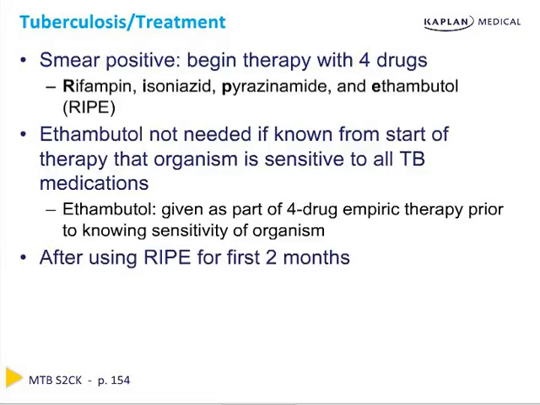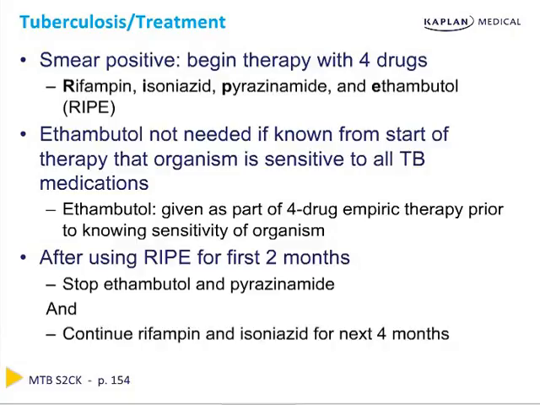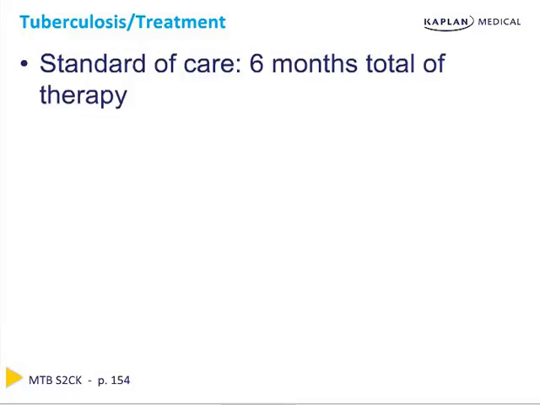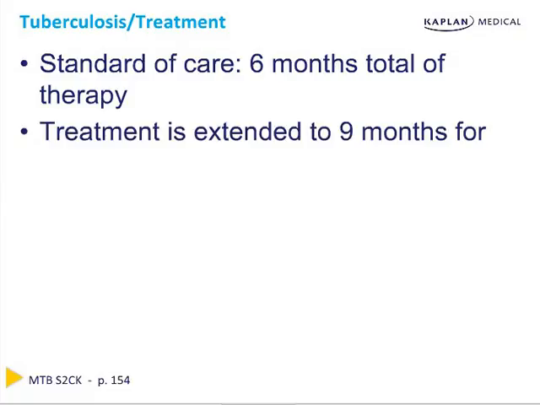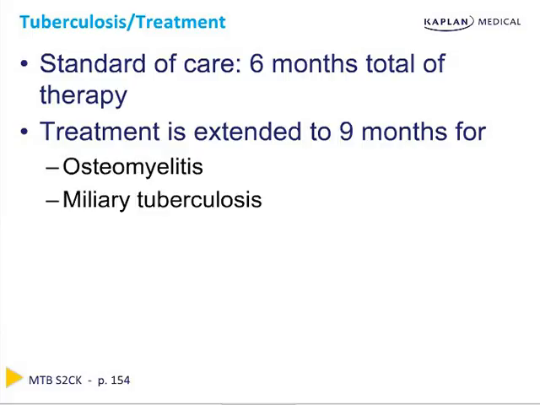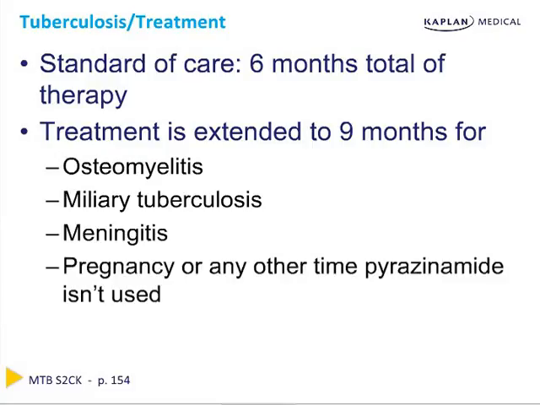After you use RIPE for 2 months, you can stop the ethambutol and the pyrazinamide. At that point, you continue rifampin and isoniazid for the next 4 months. The standard of care is to treat tuberculosis for 6 months of total therapy. Treatment is extended to 9 months in the following situations: osteomyelitis, miliary tuberculosis, which is widespread disease at the time of presentation, meningitis, or if there's pregnancy or any other time that pyrazinamide therapy is contraindicated.